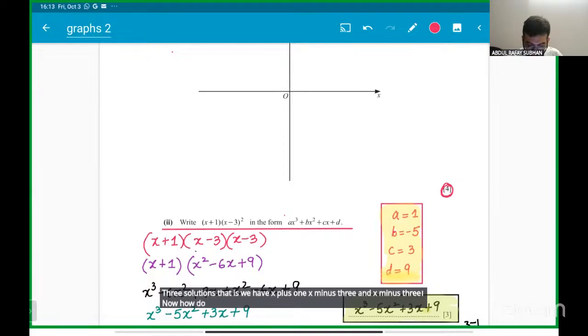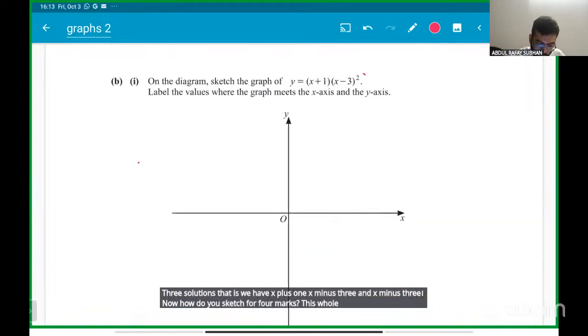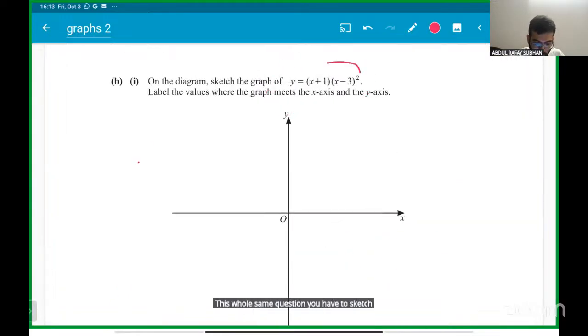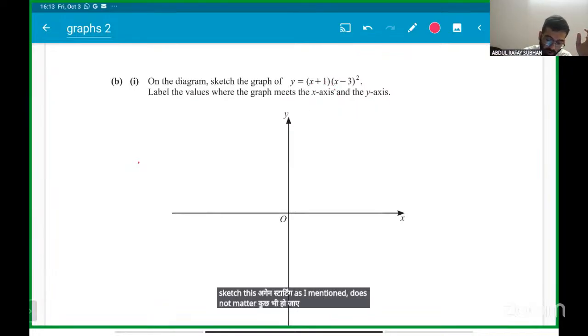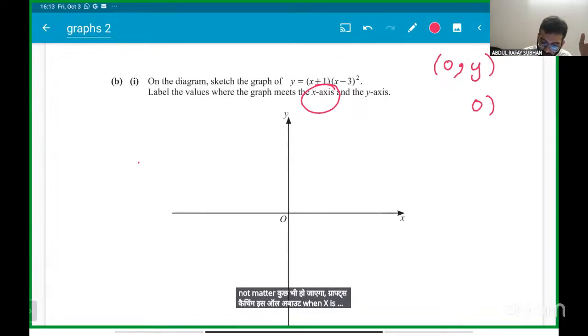How do you sketch this whole same question for 4 marks? We have to sketch this graph again, starting with the same thing. As I mentioned, no matter what, graph sketching is all about when x is 0, what is the y value? When y is 0, what is the x value? You always have to start with that.